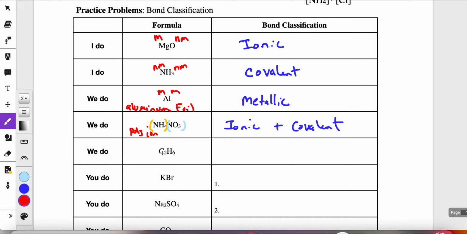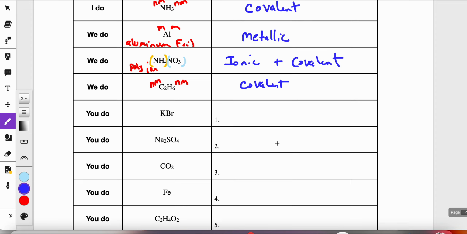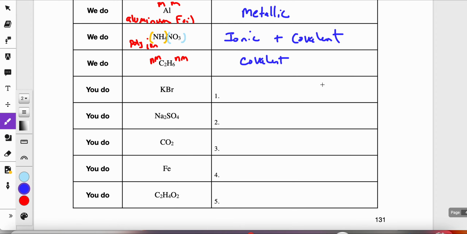Taking a look at the last we-do, carbon is to the right of the stair step, so it's a nonmetal. Hydrogen, it's up in the heavens, and we've memorized and noted it's also a nonmetal. So in this structure, we would expect only covalent bonds. Carefully look at the you-dos, come up with your bond classification: ionic, covalent, metallic, or it contains both ionic and covalent. Check your answers with your teacher.